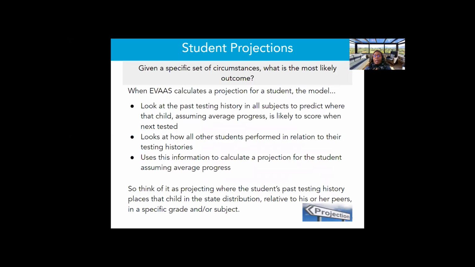So how do we get student projections? How does EVAAS calculate student projections? The question is, given a set of specific circumstances, average teaching, average schooling experience, what is the most likely outcome? What EVAAS does is look at the past history, and I'm going to use myself as an example. They look at the past history in all subject areas for Tamara, and they assume that Tamara has had average progress, average schooling experience.